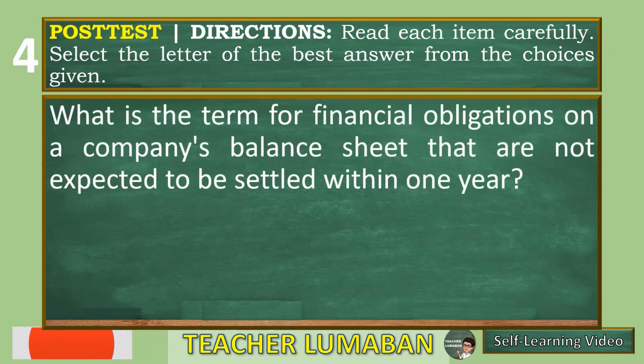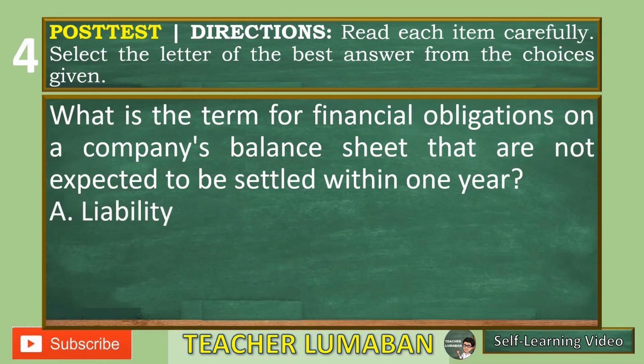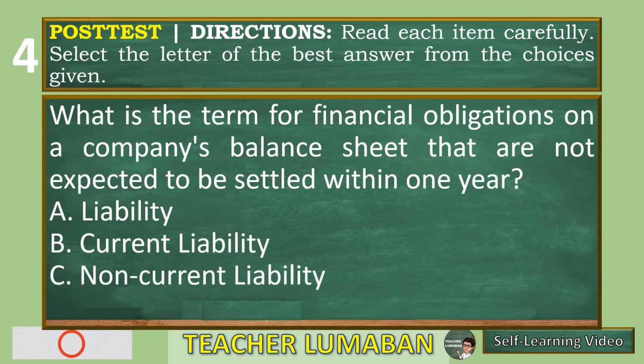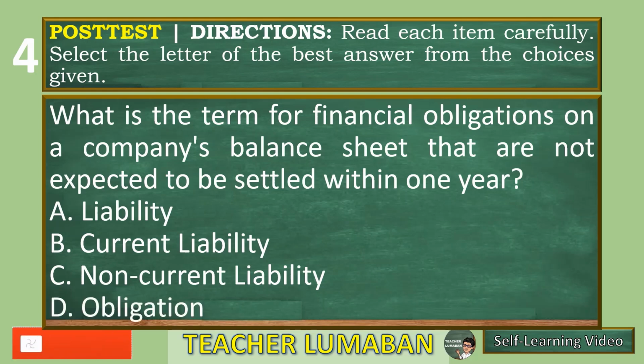What is the term for financial obligations on a company's balance sheet that are not expected to be settled within 1 year? A. Liability. B. Current liability. C. Non-current liability. D. Obligation.